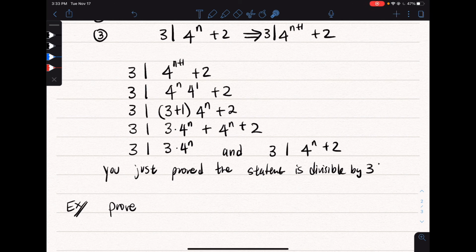And at this point, we can basically just stop because you realize that this term, 3 times 4 to the n, will always be divisible by 3 because, of course, there's a 3 in front of it. So at the very least, the 3's will cancel out. This second and third term here is actually what we had in the beginning of the question, which we can apply. We know that this is always true because we've already assumed it was true in step 2. And you just proved that the statement is divisible by 3.